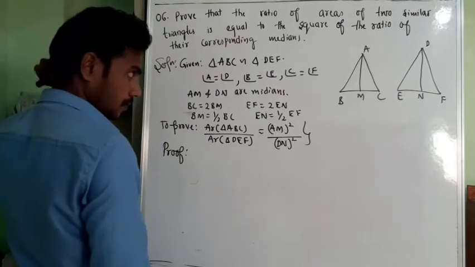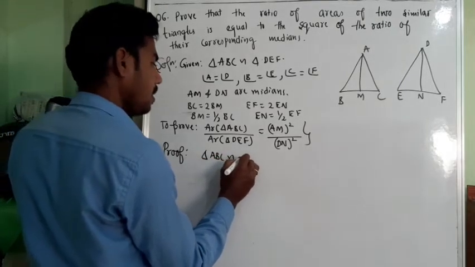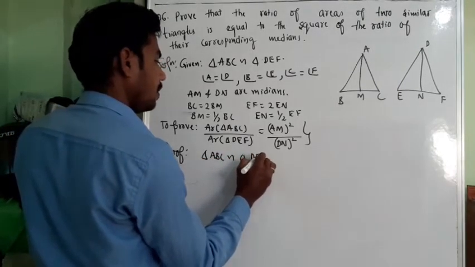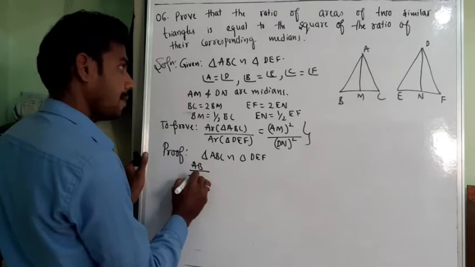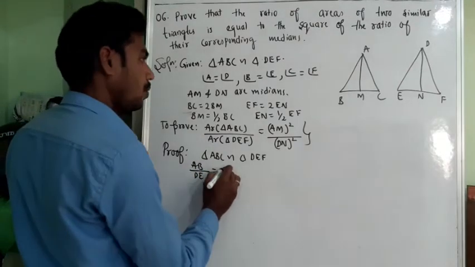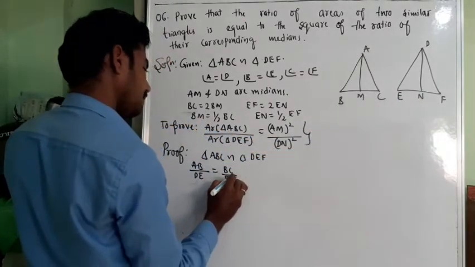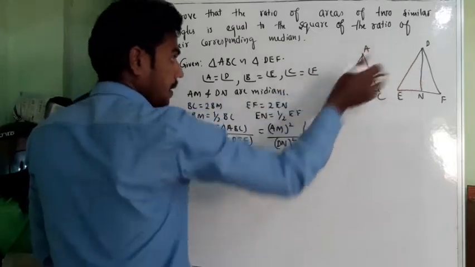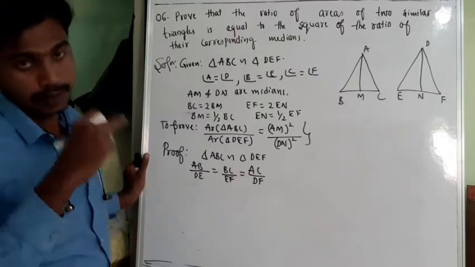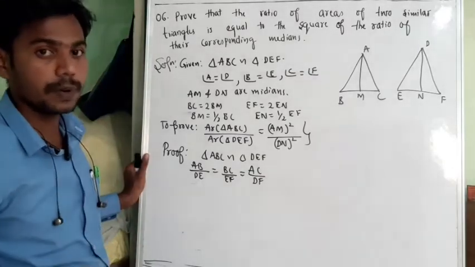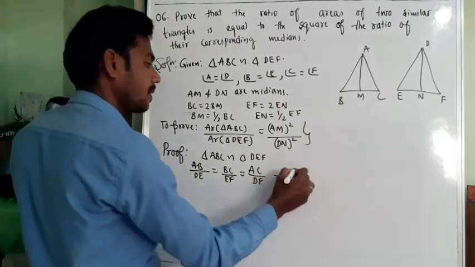Triangle ABC is similar to triangle DEF. So through this, I can write AB by DE is equal to BC by EF is equal to AC by DF. Since two triangles are similar, the ratio of their corresponding sides are equal. That only I have written. I call it equation number 1.